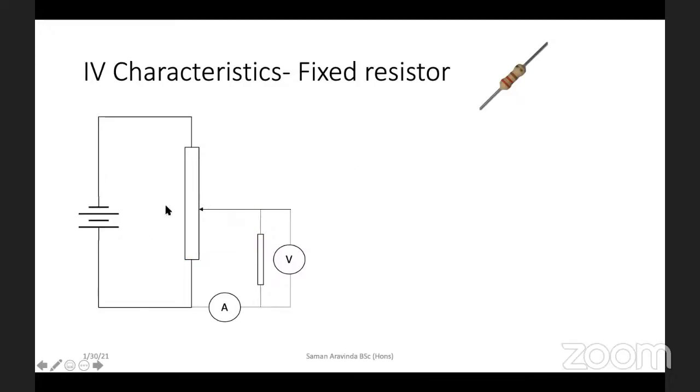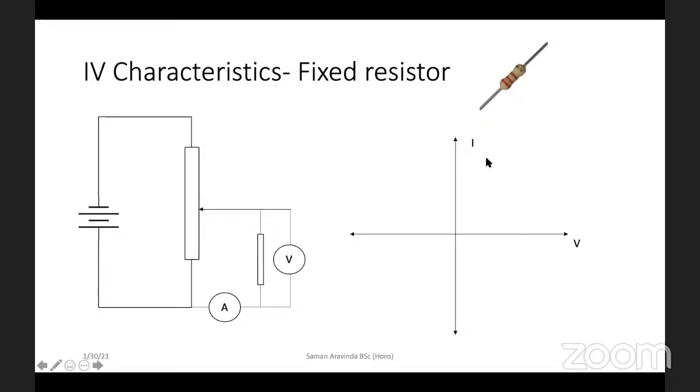When we take the readings, we draw the graph of voltage against current. The potential difference will be my independent variable and current will be my dependent variable, because I change the potential difference across the device and then measure the current. Now tell me, what does the gradient of this graph represent for a fixed resistor? Is it 1 over resistance?